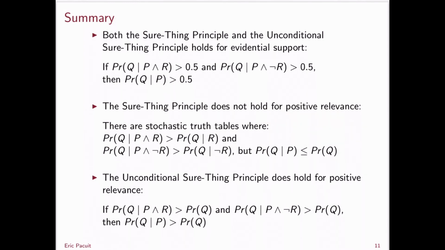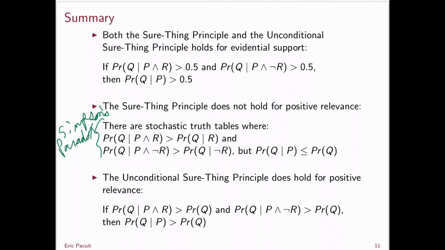That is, I can find stochastic truth tables where conditional on R, P seems to be positively relevant to Q, and conditional on not R, P seems to be positively relevant to Q. But overall, P is not positively relevant to Q. P does not raise the probability of Q. A witness for this fact is sometimes known as Simpson's paradox.